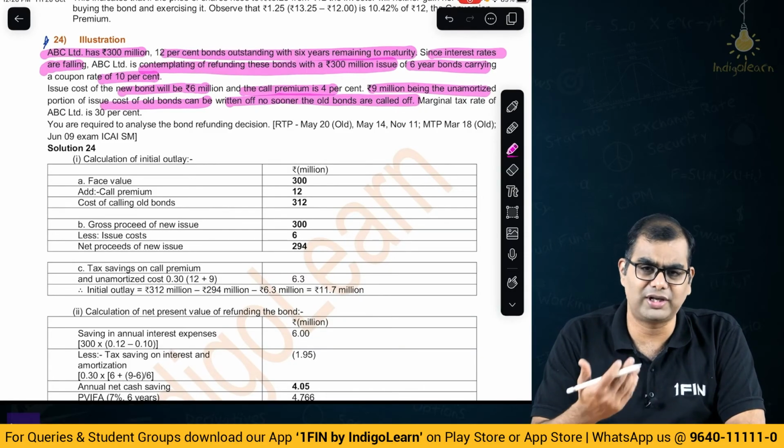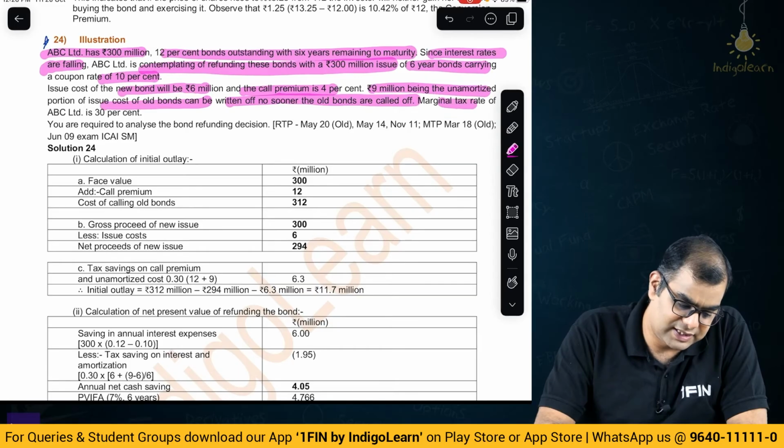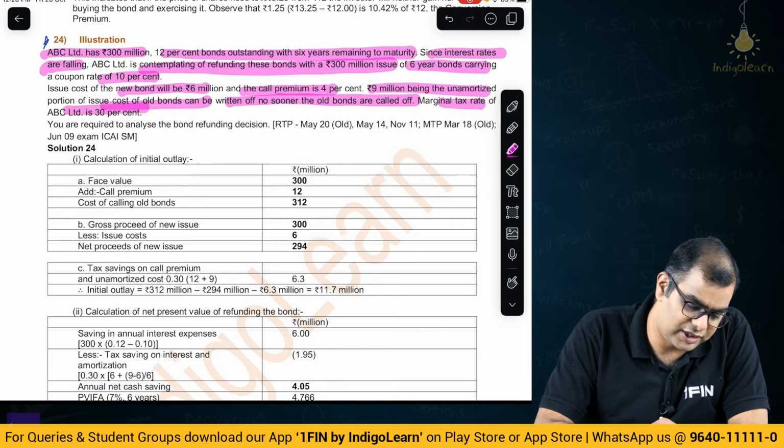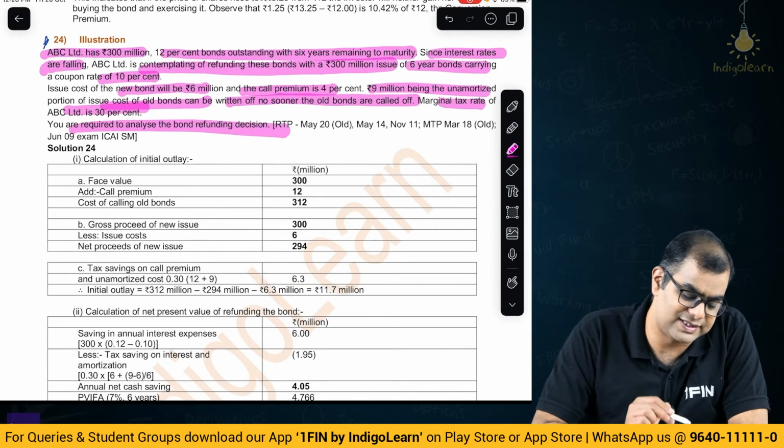They are giving an assumption, so you can write off that unamortized premium. The marginal tax rate of ABC is 30%. You are required to analyze the bond refinancing decision.